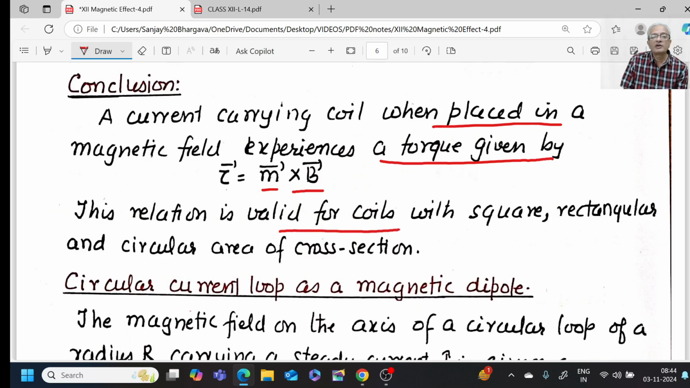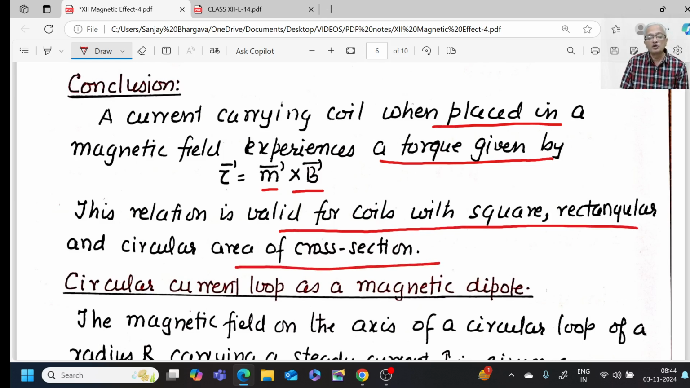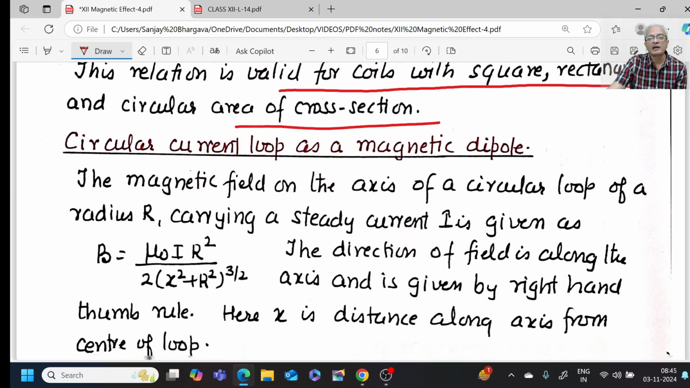This relation is valid for coils with square, rectangular and circular area of cross section. Though it has been derived for a rectangular coil, it holds for a general area of cross section. For a circular coil, area of cross section would be pi r square. For a square coil, it would be side square, and for a rectangular coil as handled by us, it is equal to the product of length into breadth, that is small a into small b. Now, let us see circular current loop as a magnetic dipole.